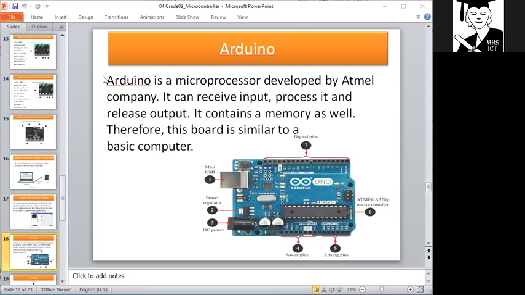Right. Arduino is a simple microprocessor developed by the Atmel company. So who developed it? Atmel. Right. Microbit. Who developed Microbit? Senuka? Senuja, who developed Microbit?